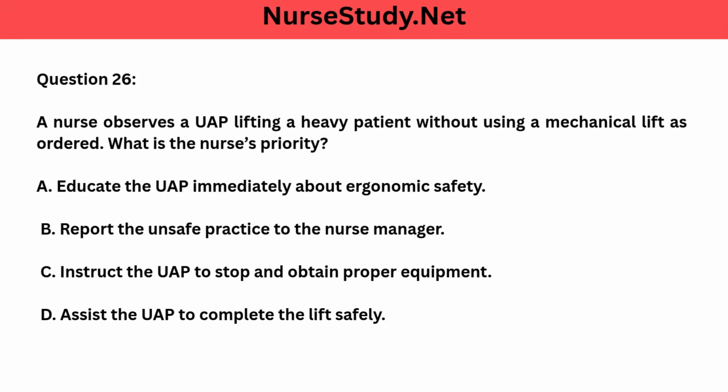A nurse observes a UAP lifting a heavy patient without using a mechanical lift as ordered. What is the nurse's priority? A. Educate the UAP immediately about ergonomic safety. B. Report the unsafe practice to the nurse manager. C. Instruct the UAP to stop and obtain proper equipment. D. Assist the UAP to complete the lift safely.